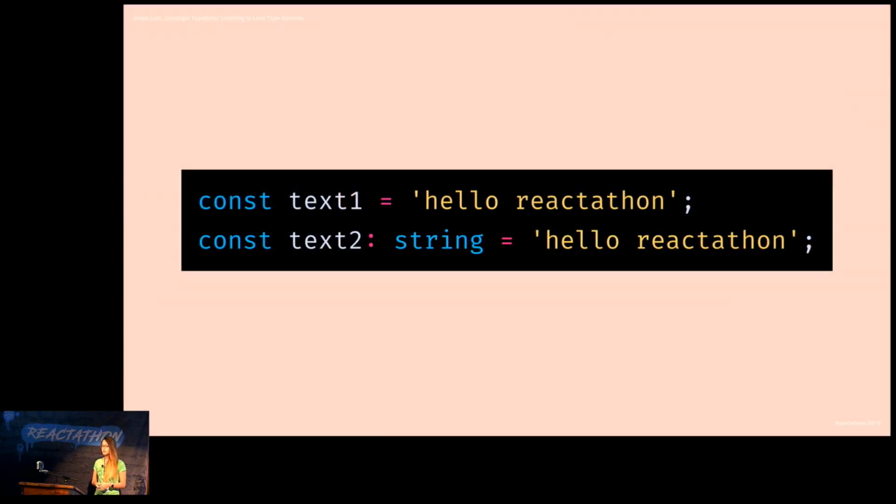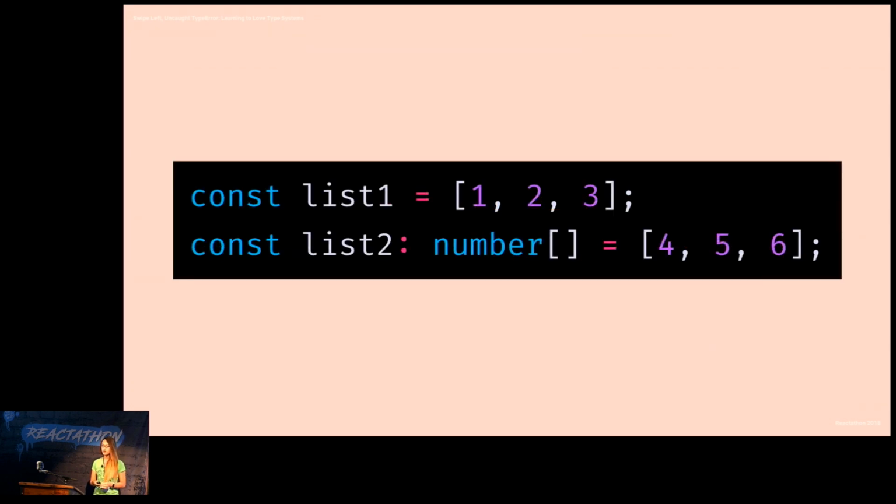So first, let's look at some simple examples. We have variables, which I hope you use all the time. You specify the type after the variable name. And these two declarations are actually both equivalent, since TypeScript can infer the type, even if it's not explicitly declared. For lists, you have to tell TypeScript what kind of array it is. So here, number square brackets means that it's an array of numbers.